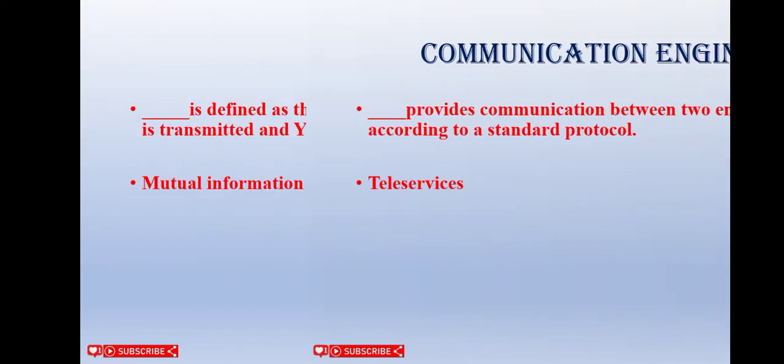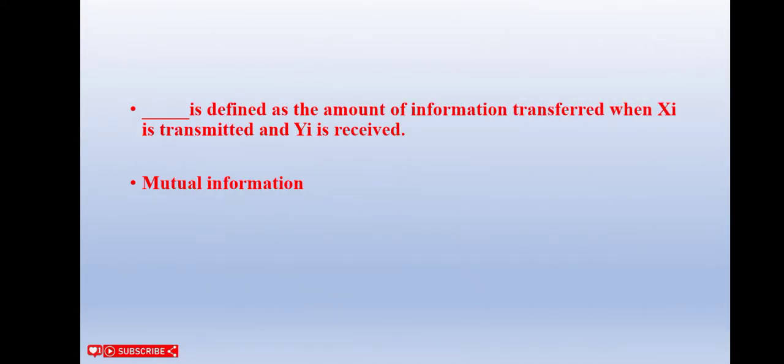Next question, dash is defined as the amount of information transferred when Xi is transmitted and Yi is received. Mutual information is the correct answer.